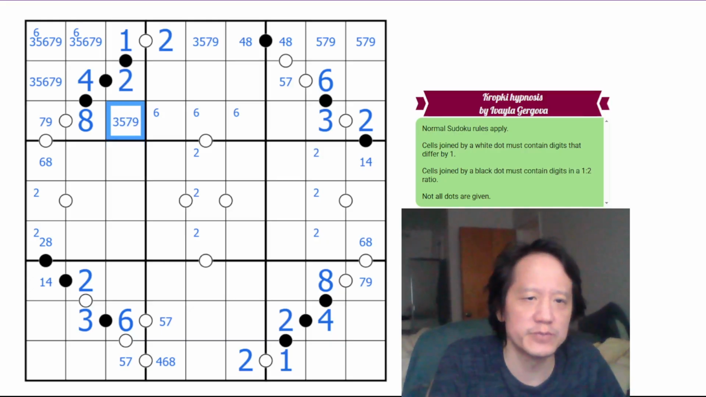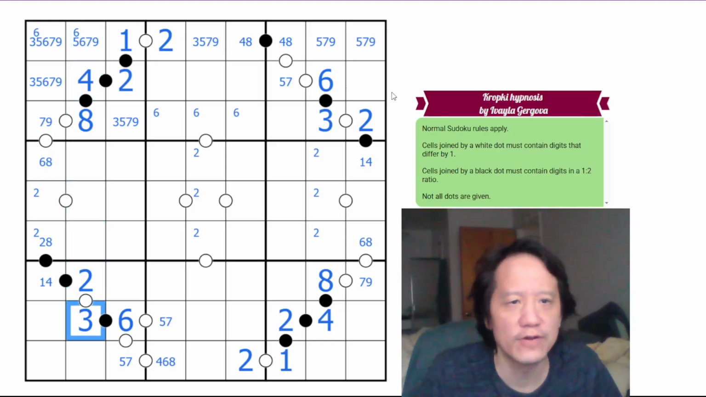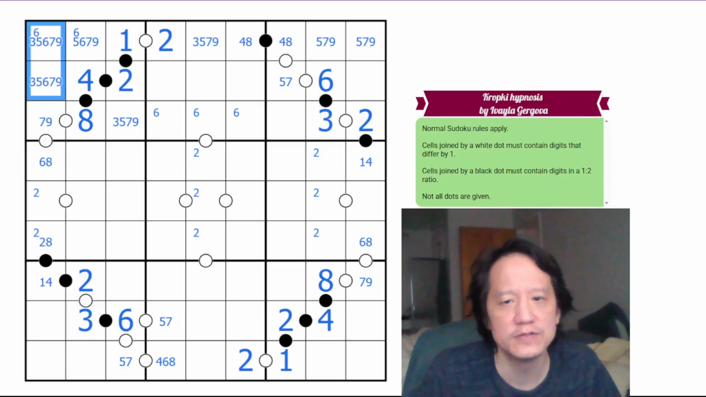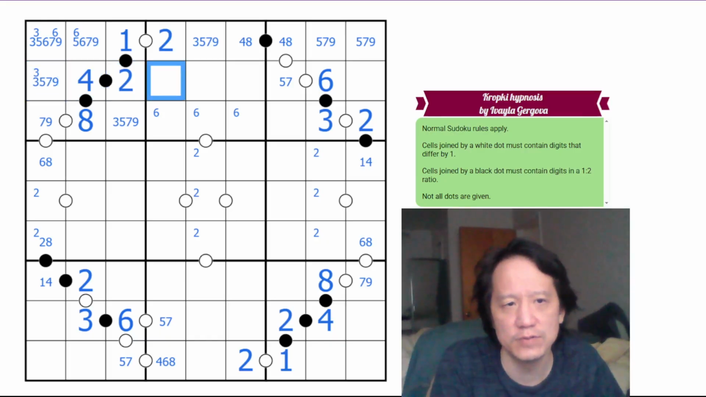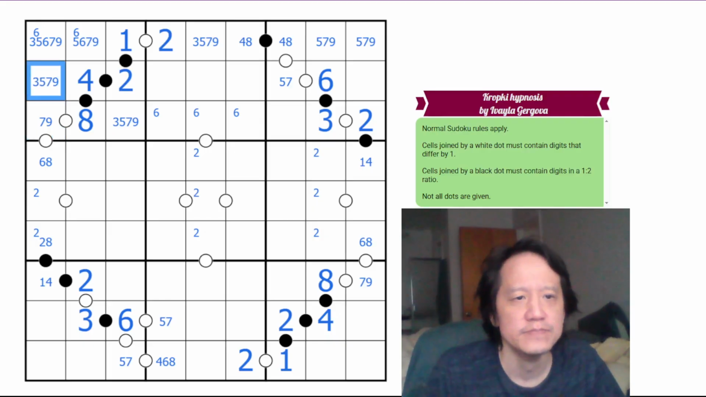This can't be 6 because of the 6 in the column. This can't be 3 because of the 3 in the column. Therefore, 3 must be one of these 2 cells. This can't be 6 because of the 6 in the row. Oh, wait, no, this could be 3. Never mind. This just can't be 6. Never mind.